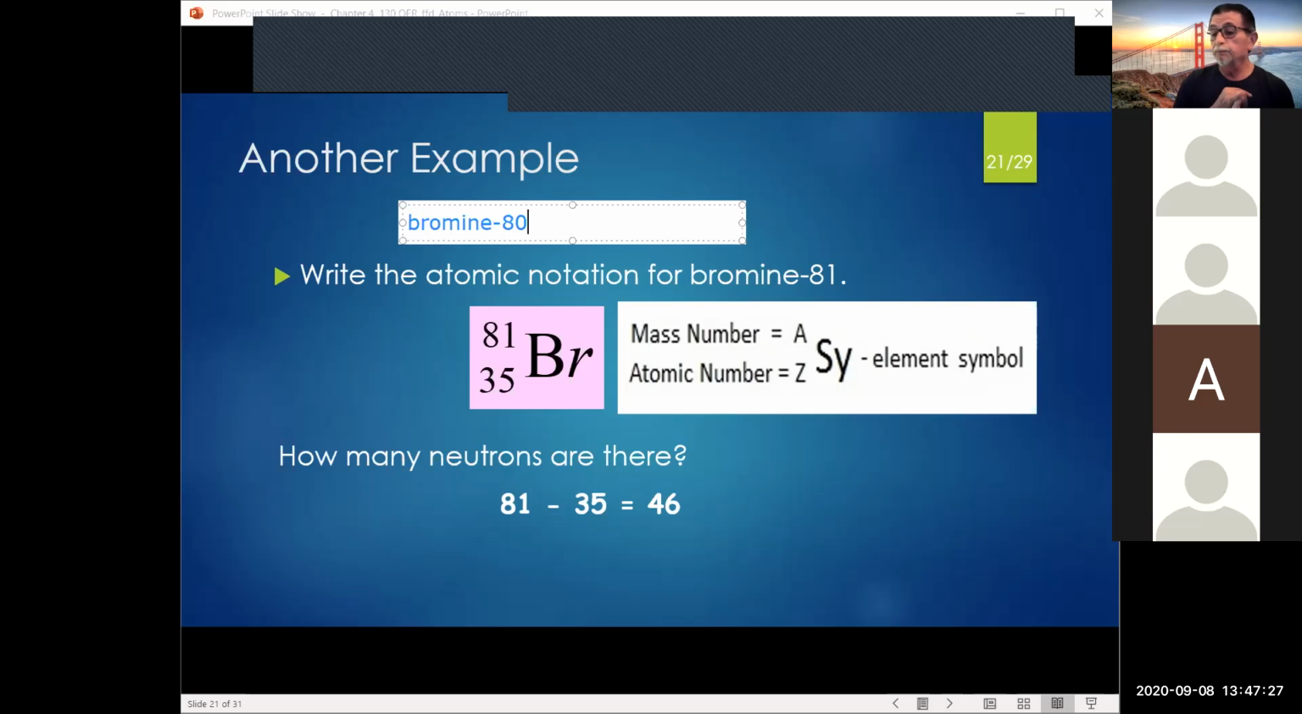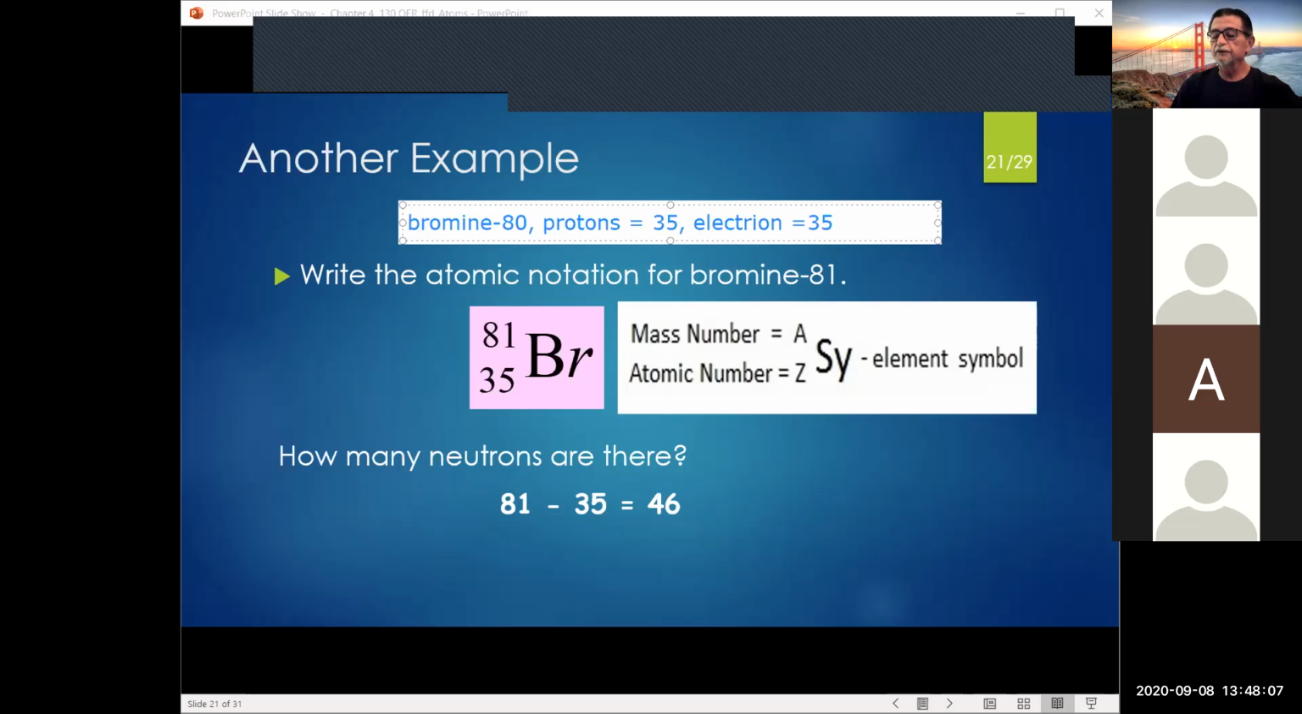Could it be the number of protons? Would that be any different? No, not at all, because it's still bromine. It just happens to be in a different form. So the number of protons will still be 35. What about electrons? Would the electrons be different? Wouldn't the electrons be 35 still? Yes, the electrons are still 35.